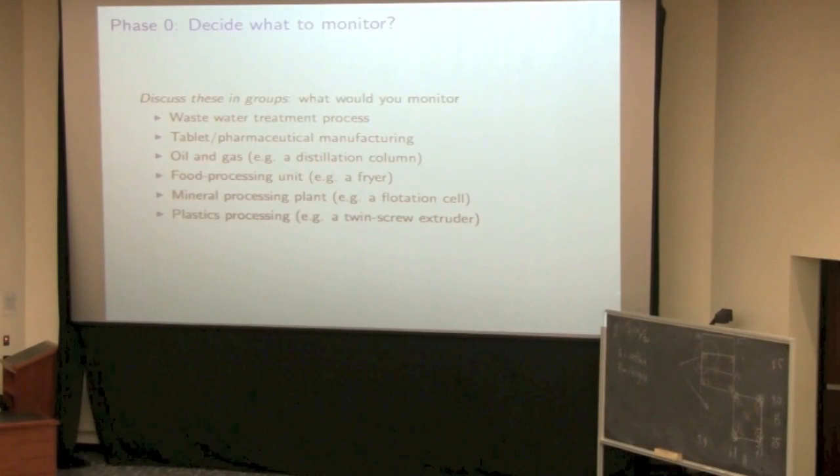Okay, so let's take a little bit of time here to discuss something. If you were working in one of those six areas: waste monitoring, pharmaceutical manufacturing, oil and gas, food processing, minerals processing, plastics processing. Take a minute to talk to the person next to you, pick one of those six areas, or pick two of them if you've got time, and just make a list on paper of what you would want to monitor.